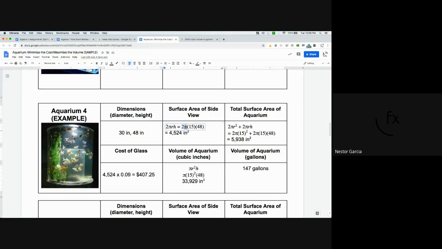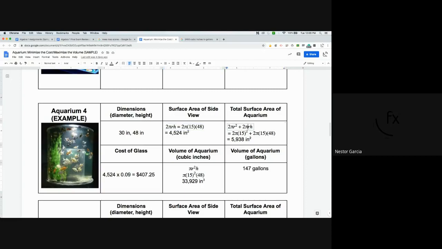If you can't find the pi symbol on your calculator, which would give you the most precise answer, you can simply use 3.14 in its place. So you can type 2 times 3.14 times 15 times 48. And you may get a slightly different answer than this one if you use 3.14 instead of pi, but as long as it's close enough.